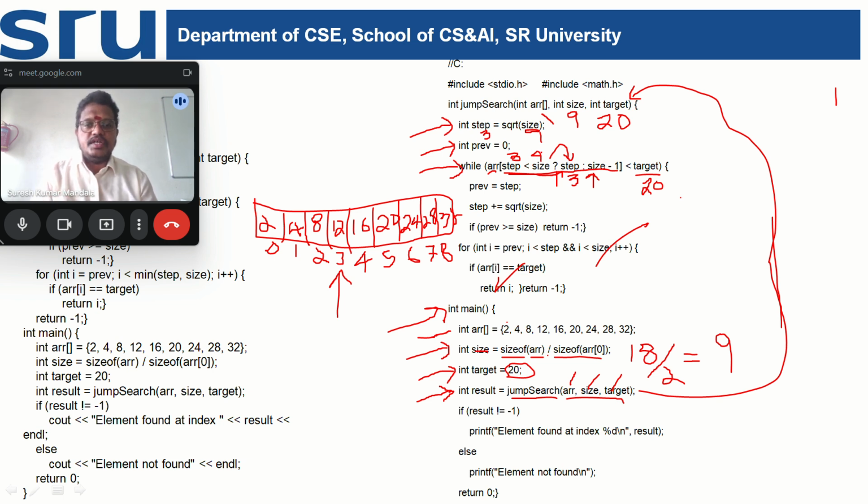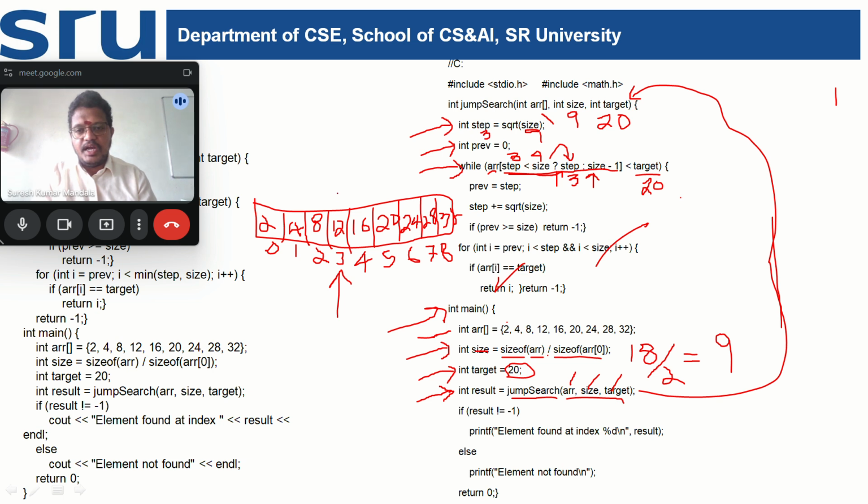Next, what is the size? Size we are having is 9. 3 less than 9, the condition is true. Yes. Then what will be executed? This is the ternary operator concept. So the step value 3 will be used: ARR of 3. This is the ARR of 3.